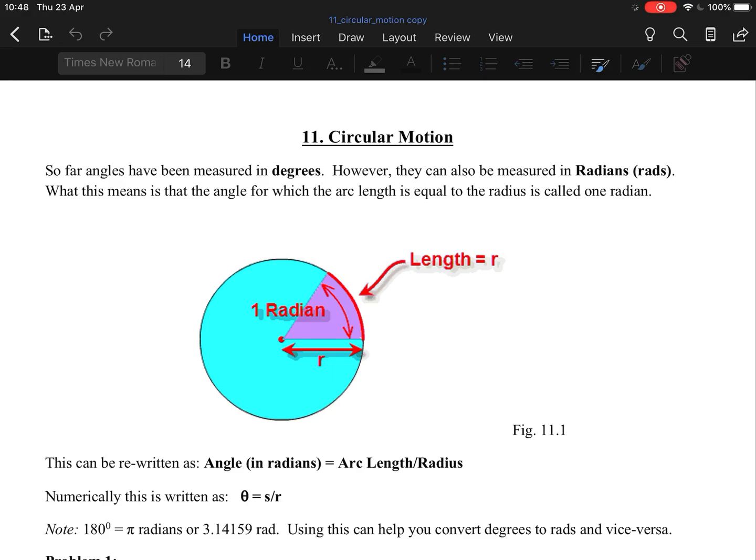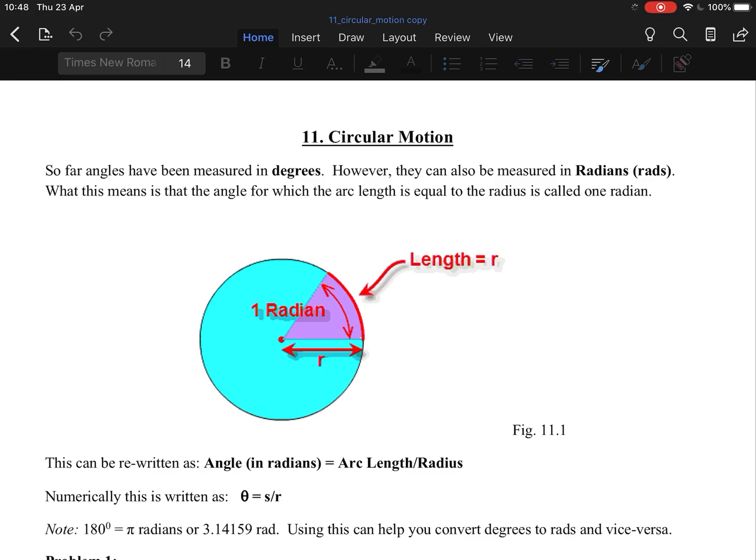Okay, so what we're doing today is part one of circular motion. Circular motion is higher level only. So if you're doing ordinary level, you can pretty much disregard this topic and the next topic too, topic 12, which is simple harmonic motion. Okay, so they're higher level only.